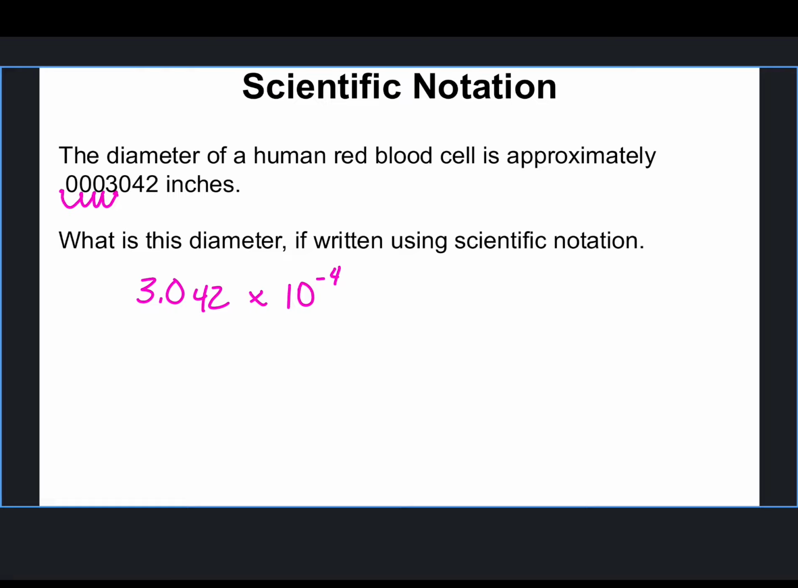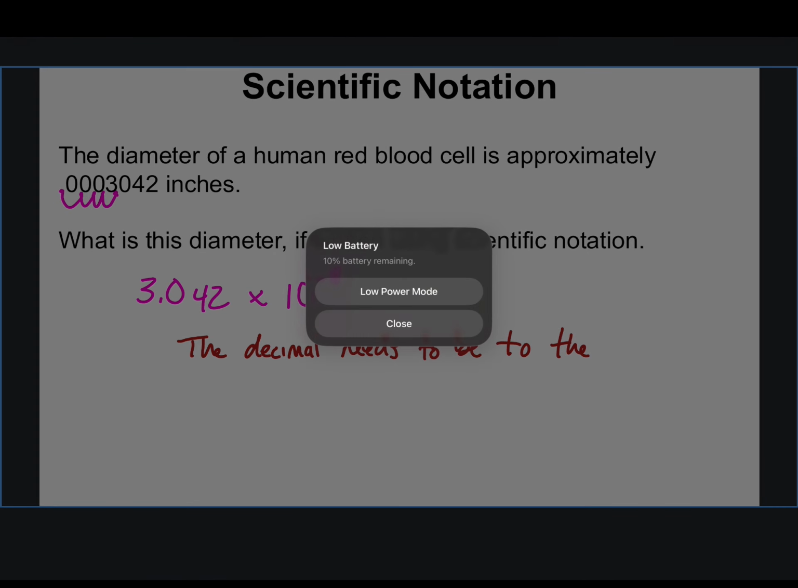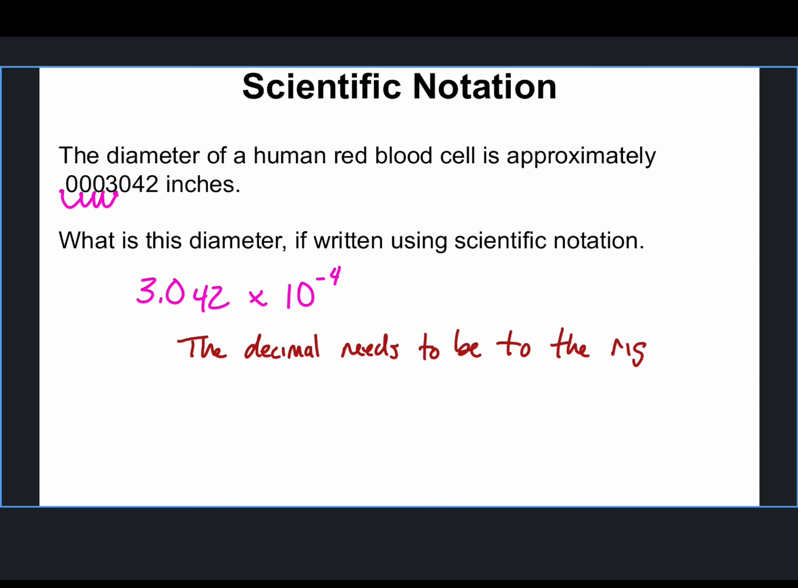Explain to me, you said the decimal needed to be to the right? So the decimal needs to be to the right of one digit to be in scientific notation.